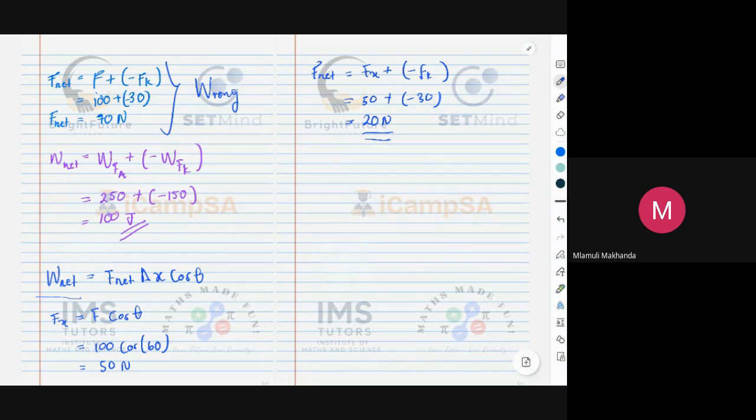So in this case, work net equals F net times distance times cos theta. Now we would have your F net, which is 20. The distance would remain 5. But now we no longer have theta because we have components, so that means we have cos 0 here. Then you would end up with the net work being 100 joules, like this.